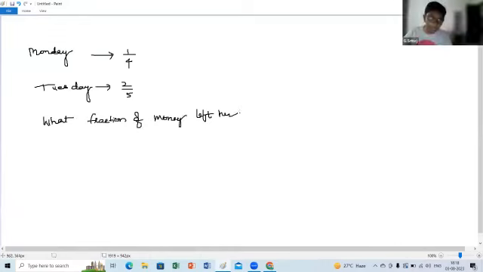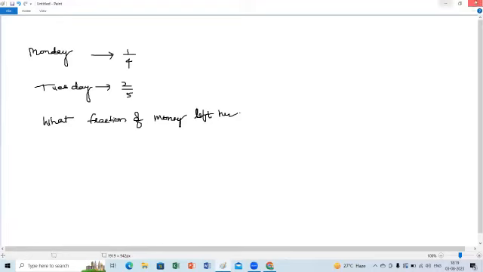Ma'am, how much did her father give her? No, they did not mention it, only the fractional part. Suppose the father gave some amount to Advika. I don't know, the amount is not given here. She spends 1/4 on Monday and 2/5 on Tuesday. What fraction of money is left?